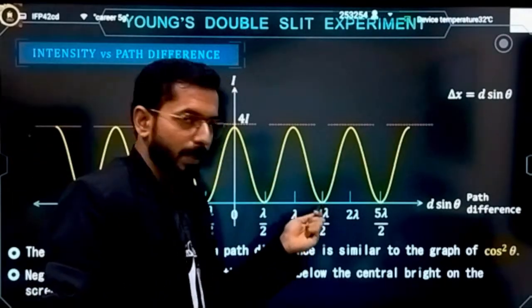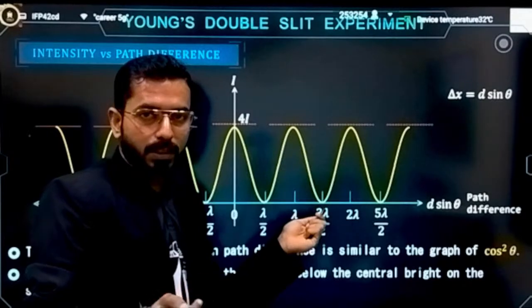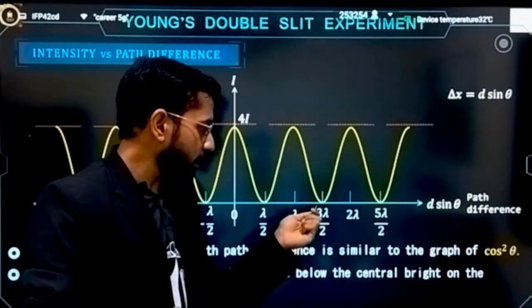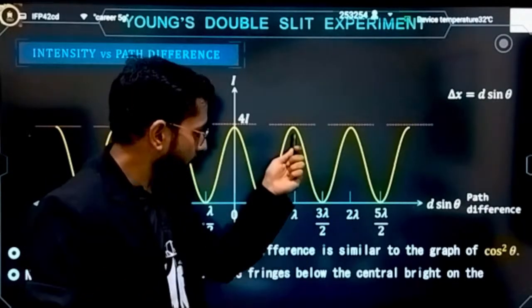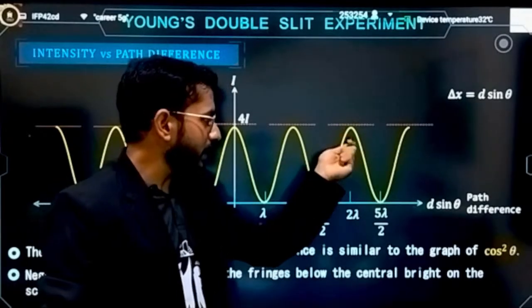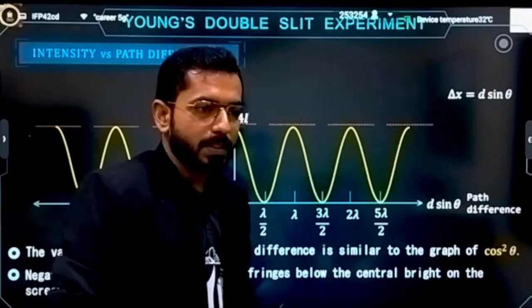Move forward. 3 lambda by 2. What kind of position? Destructive interference. Dark spot. Dark spot means intensity should be equal to 0. And see, again it will decrease and it will become 0. Again it will increase. Again it will become maximum. That means this will be the difference.